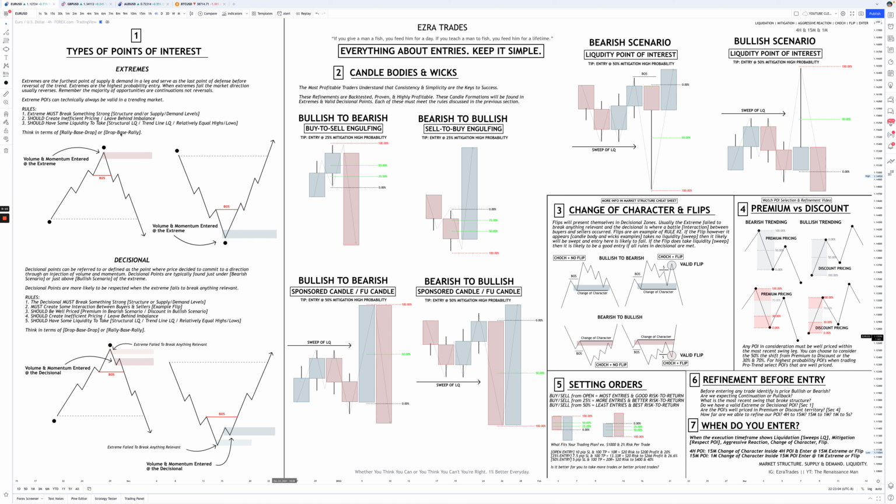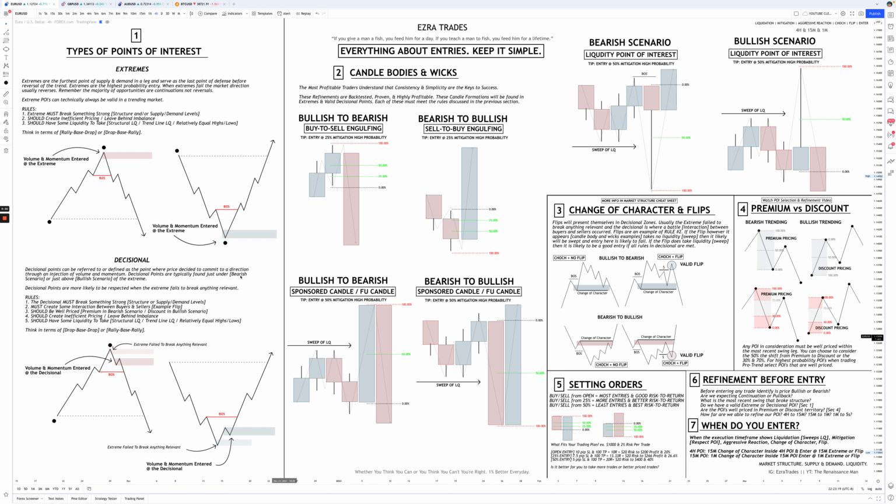The base is going to be the extreme, right? And here you can see once again in this example, volume and momentum entered. That broke this point of structure that was considered strong. Now let's get into the decisional.